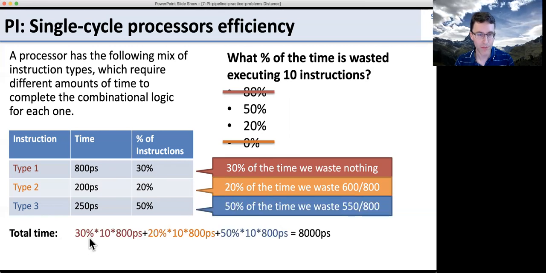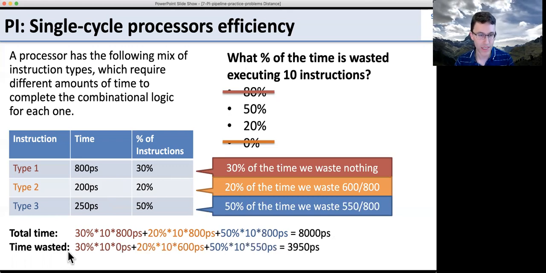So we take the total time, that's 30% of the time. We have 30% times 10 instructions. So for our 10 instructions, we take 800 picoseconds. The same thing for these ones here. So if you look at these ones, even though these instructions only need 200 picoseconds, we still use 800 picoseconds for them because that's how fast our processor uses. So if you add this up, you find that for 10 instructions, it takes 8,000 picoseconds. Not surprising since each one takes 800. Now, how much of that time is actually wasted?